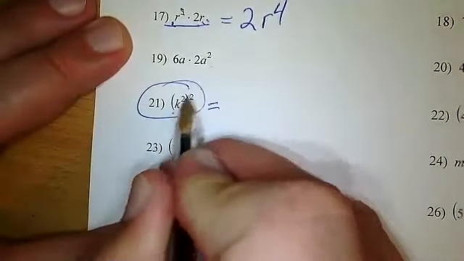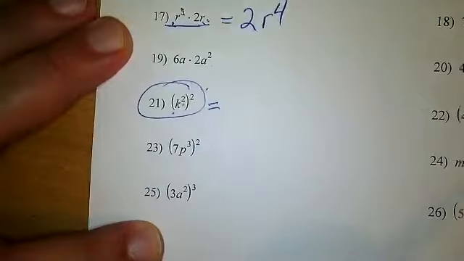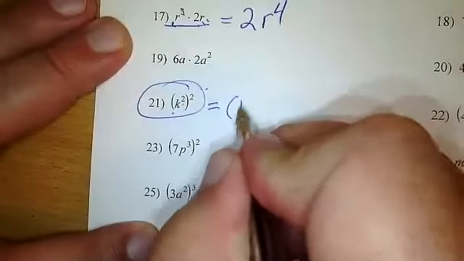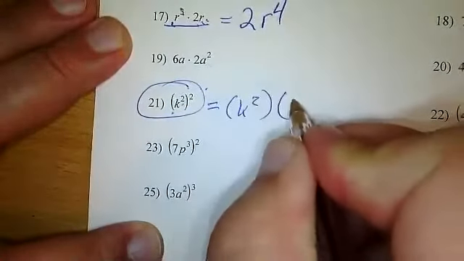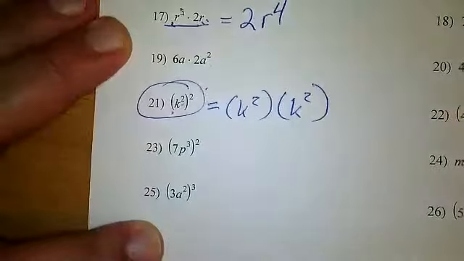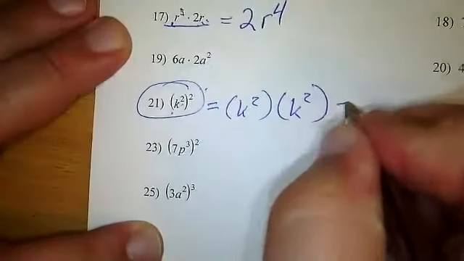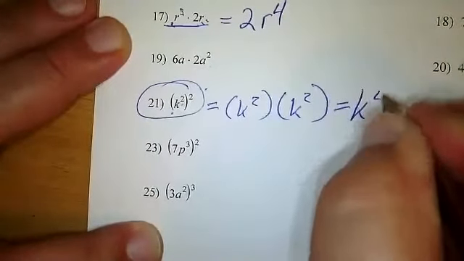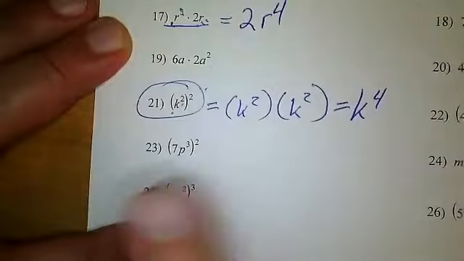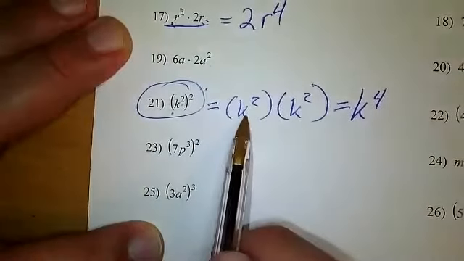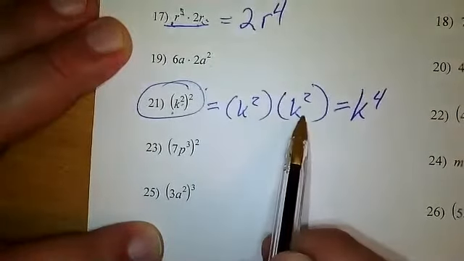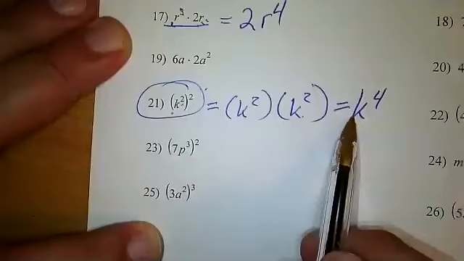Now, k squared squared. What are we going to do with k squared squared? Well, it literally means k squared times k squared, right? And that's going to be k to the fourth, because we add the exponents. There's 2 k's here times 2 k's here, so that gives us 4 k's.